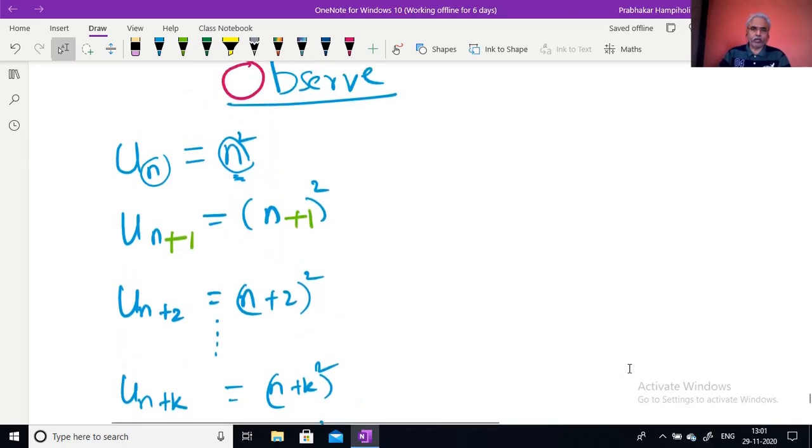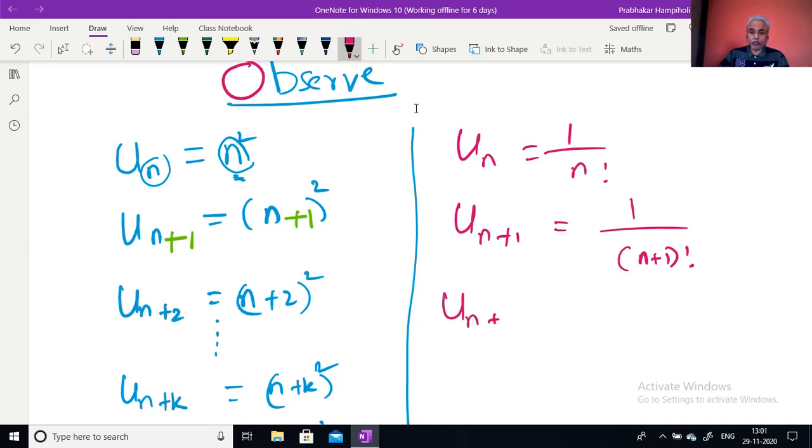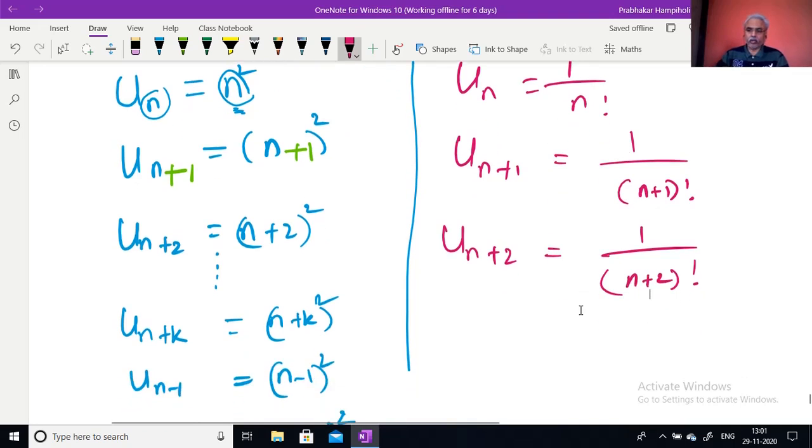Can you help me to write one more example? We can take any function of n, whatever you like. Suppose I write 1 by n factorial. Can you help me to write n plus 1? Wherever n is there, you write n plus 1. These symbols help us a lot because mathematics is a language of symbols. So on and so forth. In general, u n plus k is 1 by n plus k factorial.